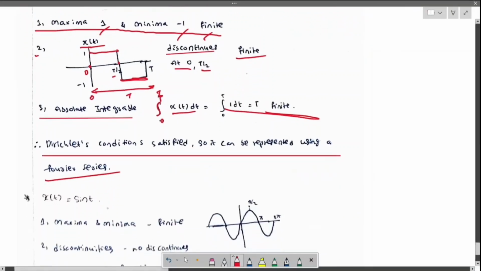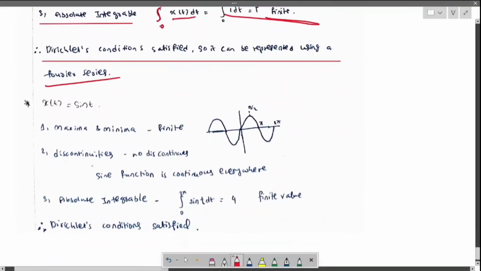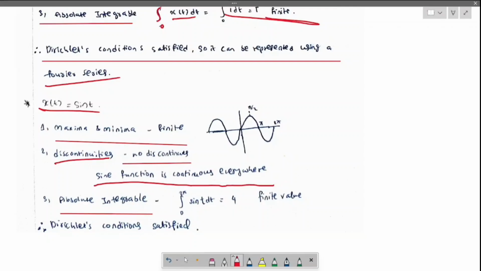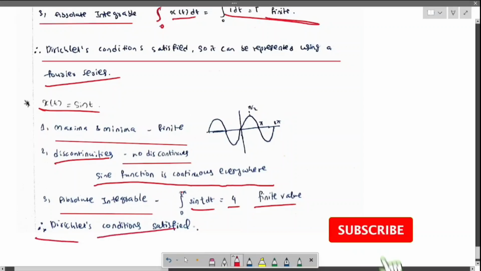Now let us go for the second problem. Here x of t is sin t. The number of maxima and minima here is obviously finite. Number of discontinuities: there are no discontinuities. The graph is continuous, since the function is continuous everywhere. Absolutely integrable: yes, when you take the graph over one period, meaning 0 to 2 pi, the integral of |sin t| dt, when you do so, you will get 4. So it is a finite value. Therefore, Dirichlet conditions are satisfied.